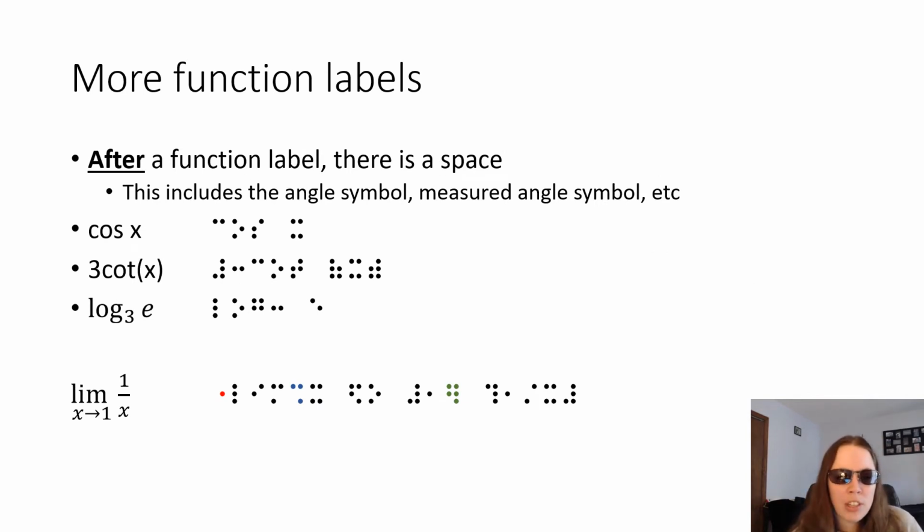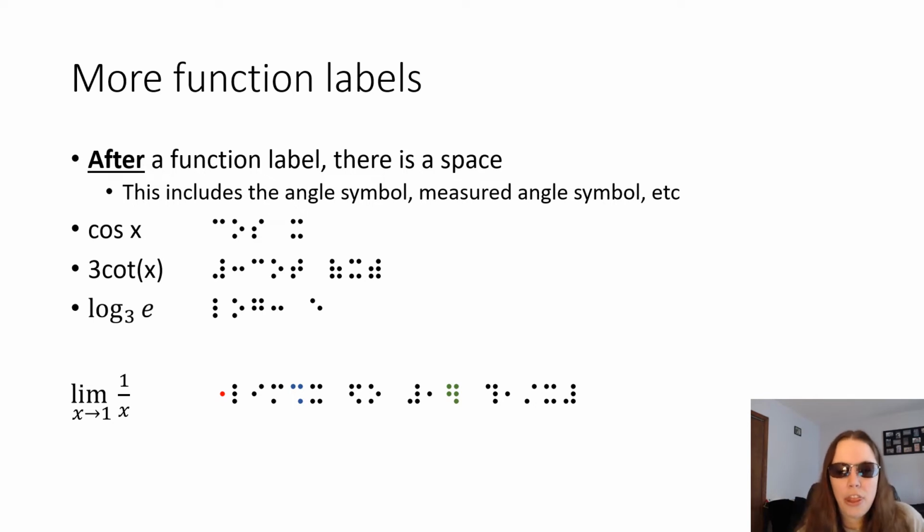More on function labels. Remember, the rule is after a function label, there is always a space before what it applies to. That does not mean that there's always a space in front of it, only after it. There might be a space in front of it if there's a sign of comparison in front of it. There will not be a space in front of it if there's anything else that is normally unspaced on the front end. So cosine of x, again, cosine space x.